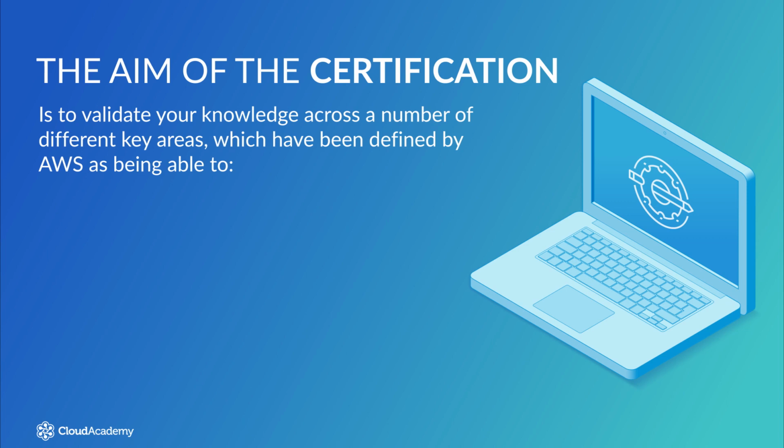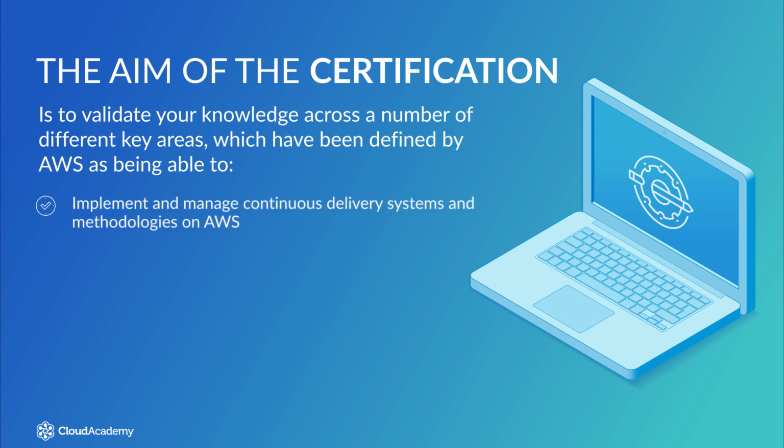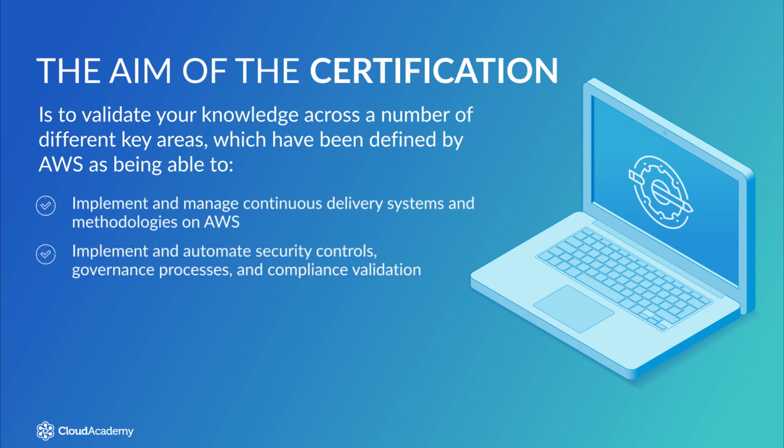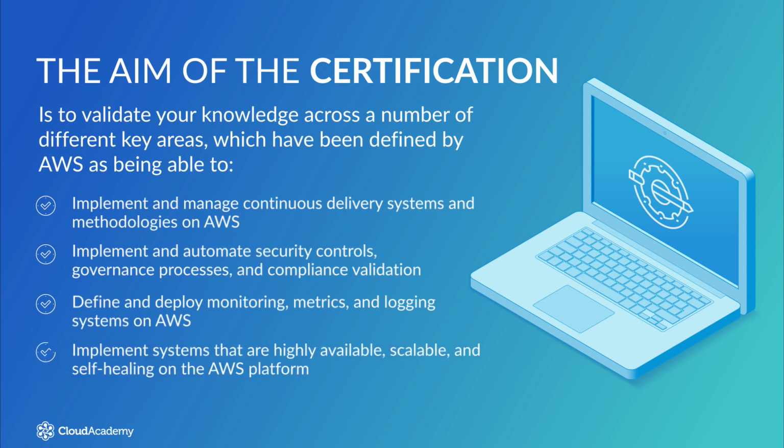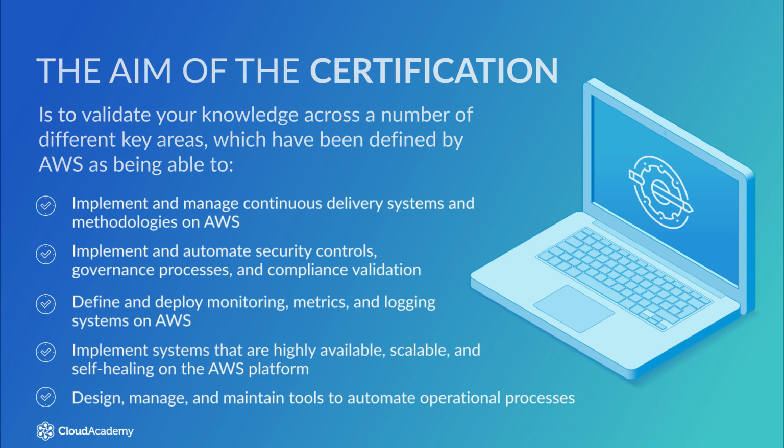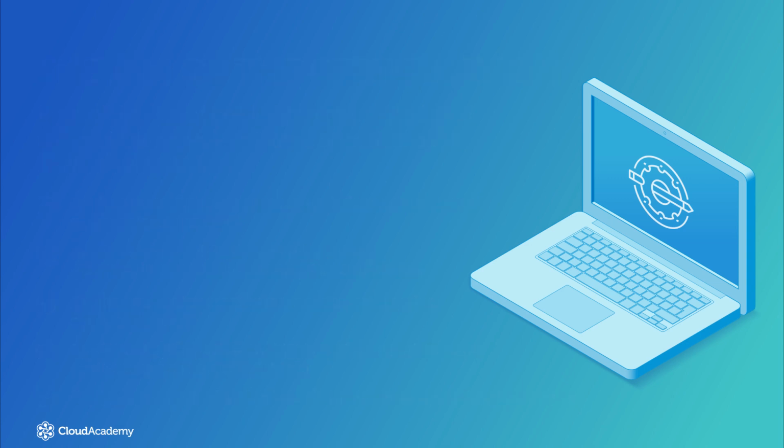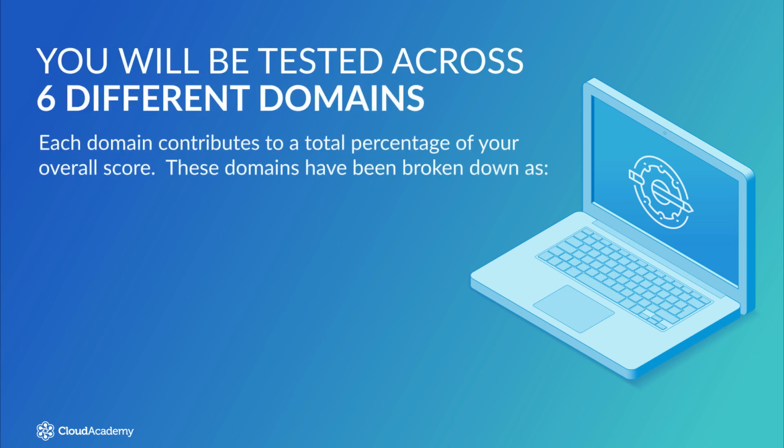which have been defined by AWS as being able to implement and manage continuous delivery systems and methodologies on AWS, implement and automate security controls, governance processes and compliance validation, define and deploy monitoring, metrics and logging systems on AWS, implement systems that are highly available, scalable and self-healing on the AWS platform, and design, manage and maintain tools to automate operational processes. As a means of demonstrating this knowledge, you'll be tested across 6 different domains, with each domain contributing to a total percentage of your overall score.